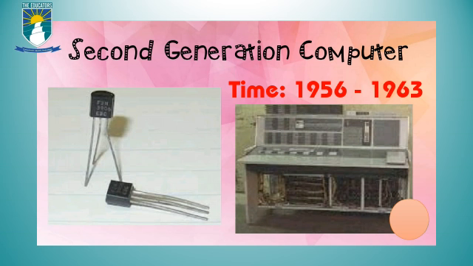After reading the first generation of computers, now we are moving to second generation computers. The time period of second generation is 1956 till 1963. Time period means the time in which that generation was used. 1956 till 1963 is the time period of second generation computers.